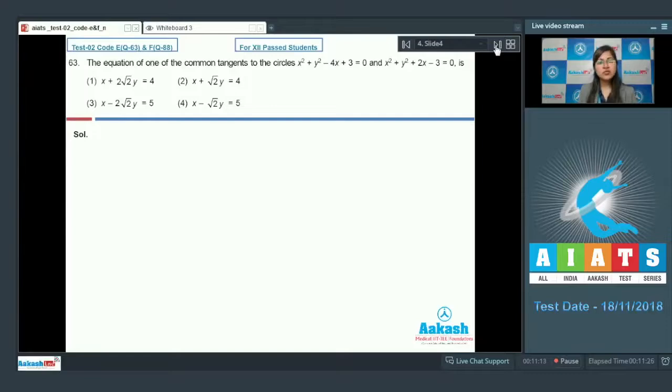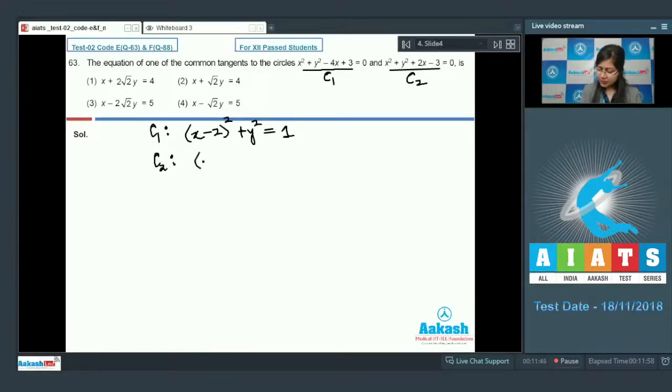Next is question number 63, which says that the equation of one of the common tangents of the circles x square plus y square minus 4x plus 3 equal to 0 and x square plus y square plus 2x minus 3 equal to 0 is, right? Let us say this is circle C1 and this is circle C2. So circle C1 can be written as x minus 2 whole square plus y square equal to 1, right? And circle C2 is x plus 1 whole square plus y square equal to 2 square, right?